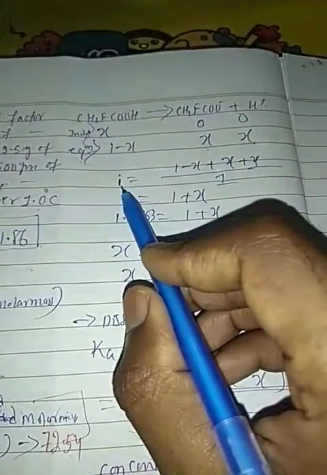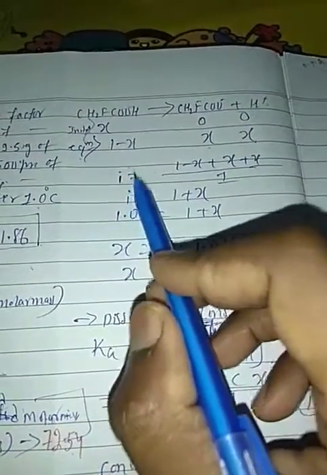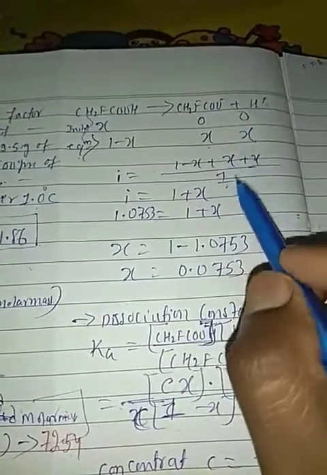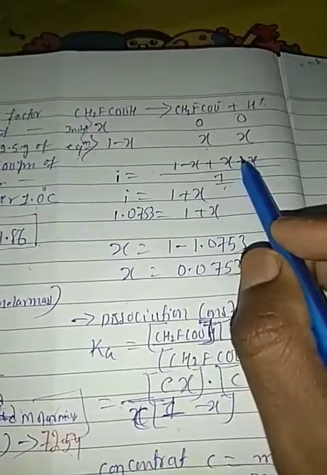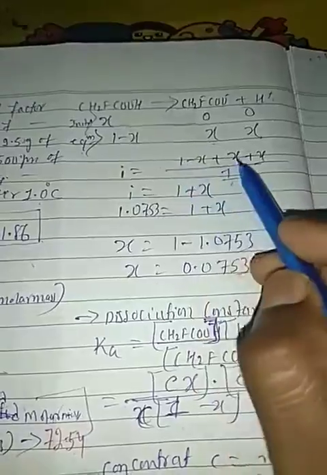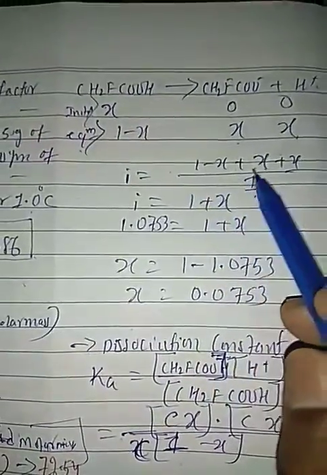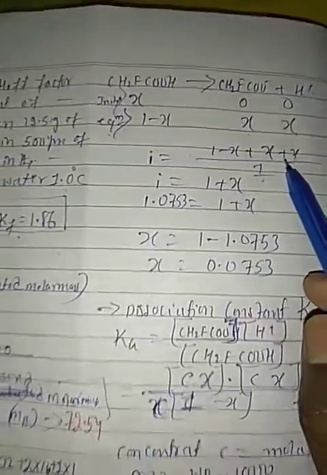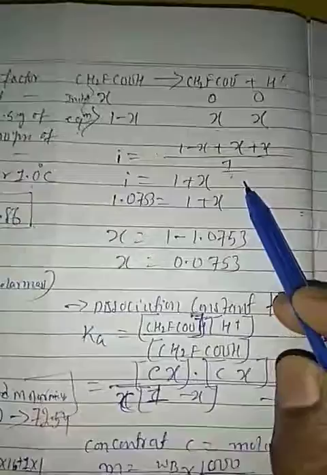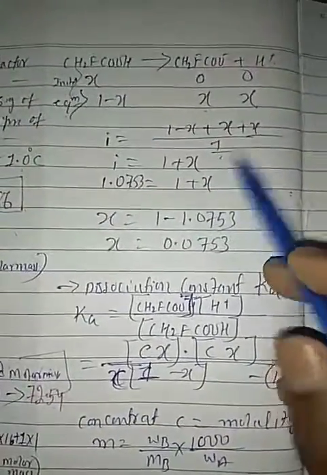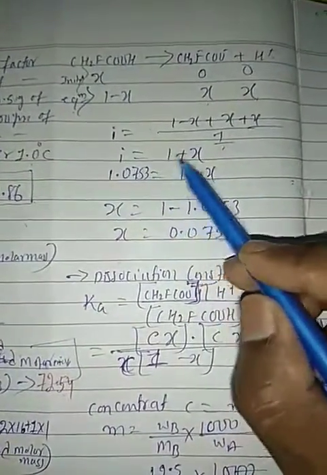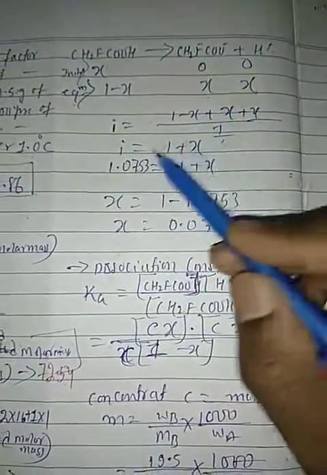At dynamic equilibrium, students, it is 1 minus x. The Van 't Hoff factor is the total number of moles after dissociation divided by the total number of moles before dissociation. This formula we write here. After dissociation it is 1 minus x plus x plus x, divided by 1, where 1 means the total number of moles before dissociation. So finally x gets added, so i is equal to 1 plus x.